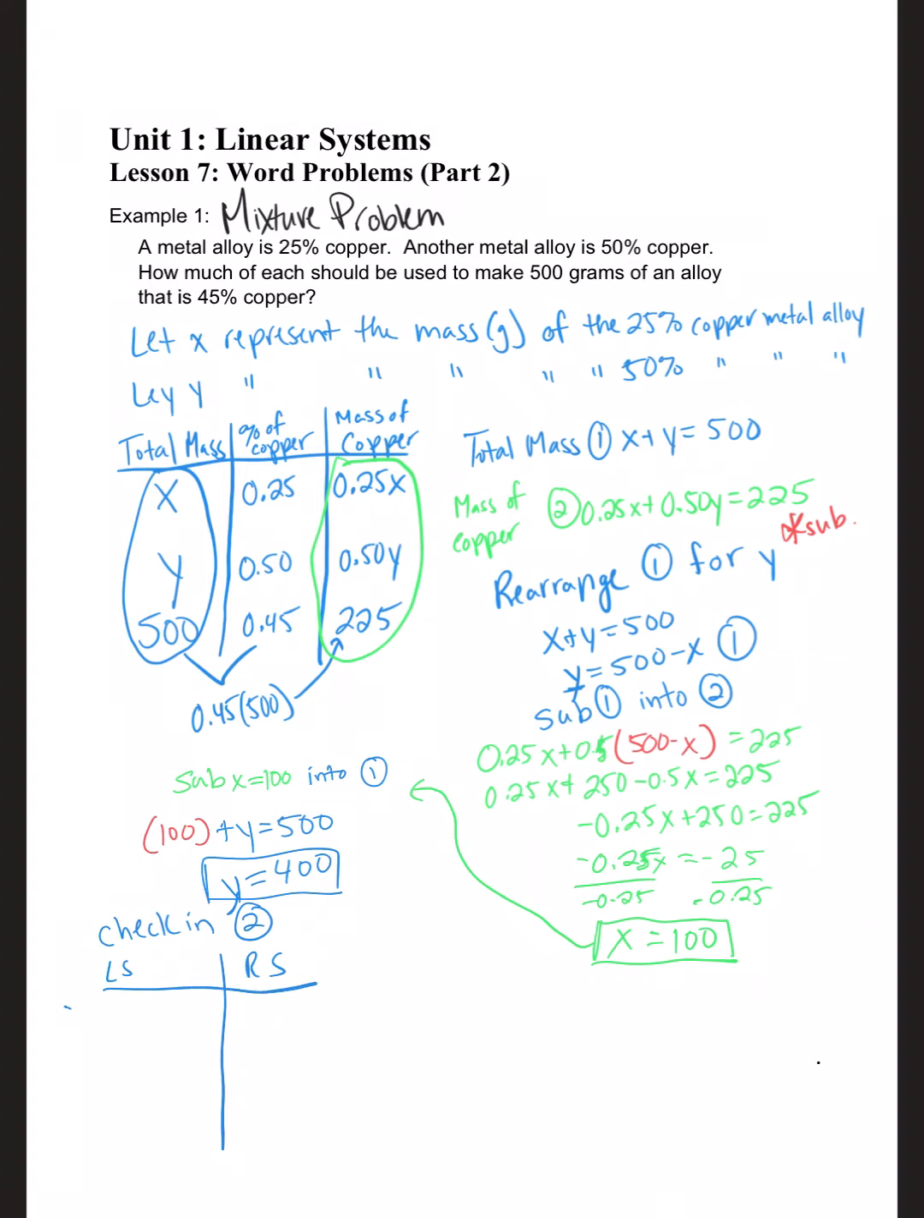So the left side of our equation is 0.25x plus 0.5y, and the right side is 225. So we'll substitute those values in. For x we have 100, and for y we have 400. So 0.25 times 100 will be 25, and 0.5 times 400 will be 200. So in fact that will equal 225. So left side equals your right side. So then we can just conclude with our therefore statement.